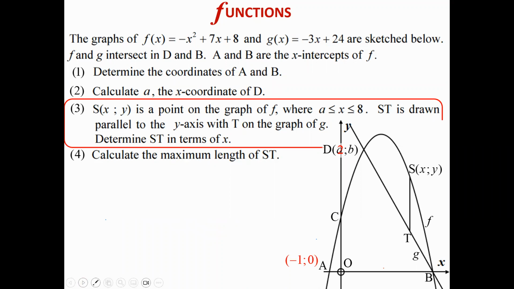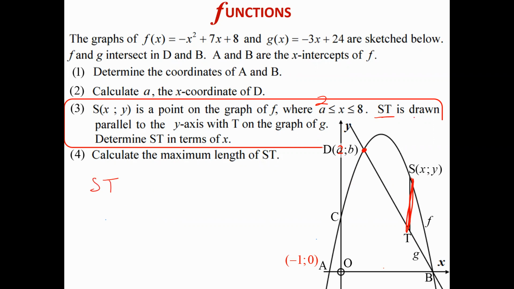Okay, this is quite an interesting question. A little higher level question. So it says S is a point on the graph where the x value is between 8 and A. Now we just found A. If you remember the story here, we just found A. And for those of you who are still sleeping, A is actually 2. Okay. So they drew a line for us called ST. That's our line called ST. But it's parallel to the y-axis, which means it's a vertical line. So the question is to find ST in terms of x.